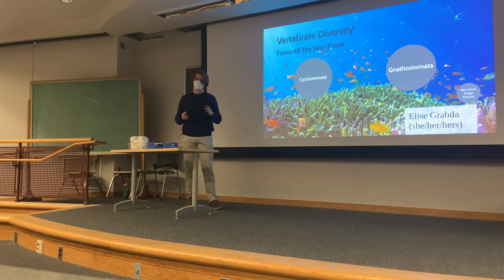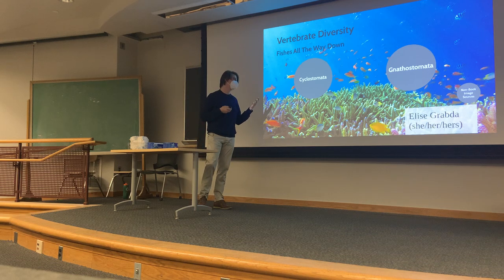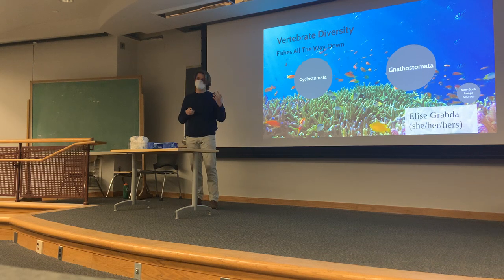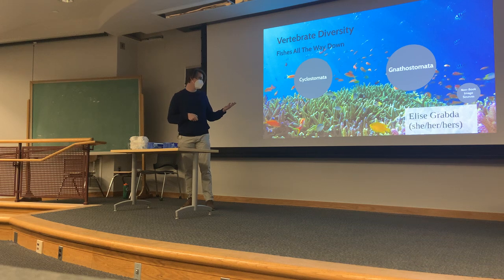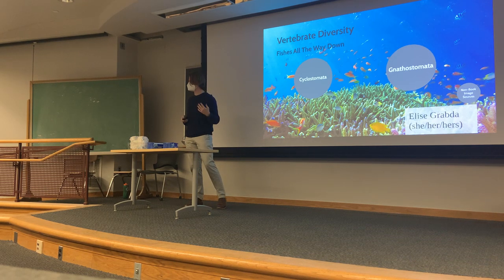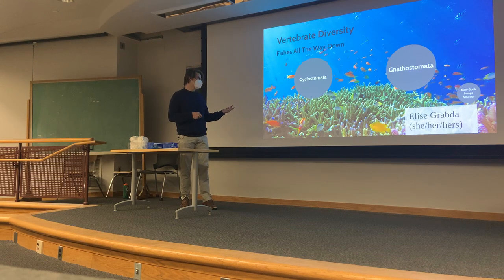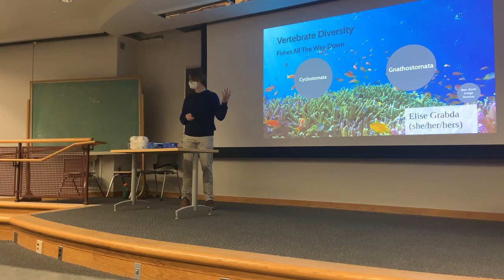And the first major split that we see in vertebrates is jaws, vertebrate jaws specifically. I'll talk about this a little bit more later, but it's a very important aspect of the diversity of vertebrates that we see. Jaws are a very big component. So let's start off with the vertebrates that don't have those.